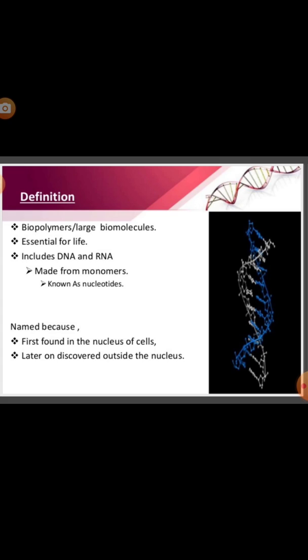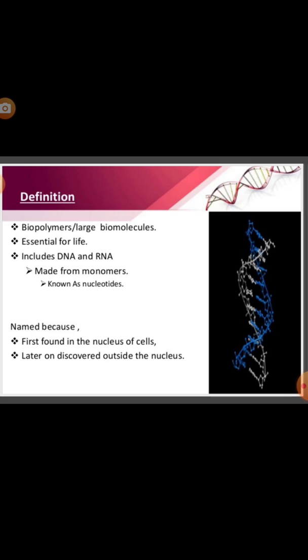So polymers, poly means number of monomers. What type of monomers are present in these molecules? The monomers are nucleotides. Later we will discuss the composition of nucleotides. These are large biomolecules, macromolecules having large shape and structure.